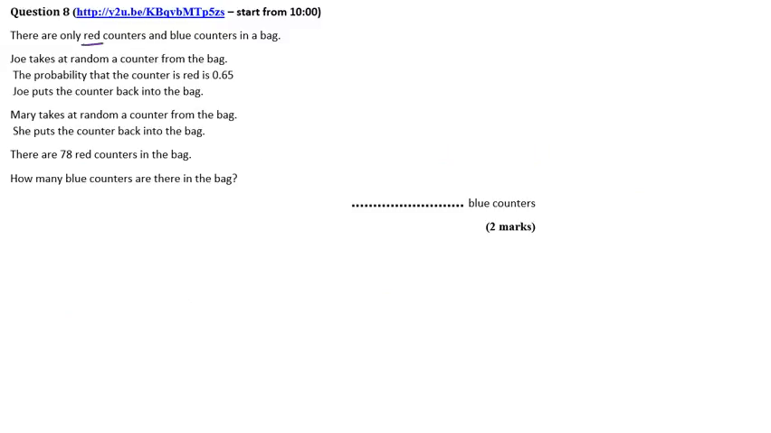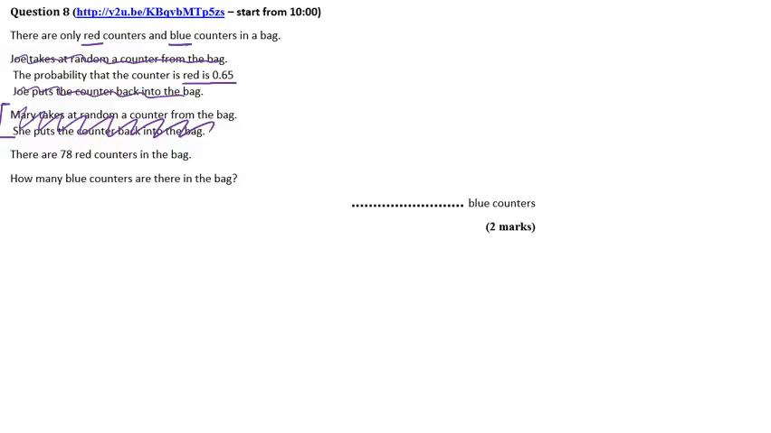Here we've only got red or blue counters in a bag. One's taken at random and the probability it's red is 0.65. It's put back into the bag, and another one is taken out and put back in. Now, sometimes with questions they do have parts that are just completely irrelevant. This is just not needed at all. In fact, ignore this. We just need to know what the probability of red is. So there's 78 counters in the bag, and we need to find out how many blue ones.